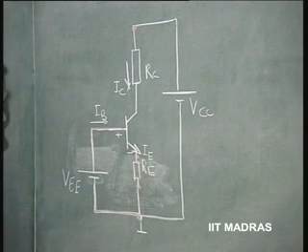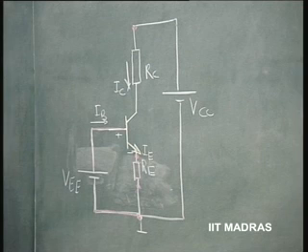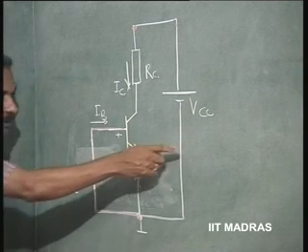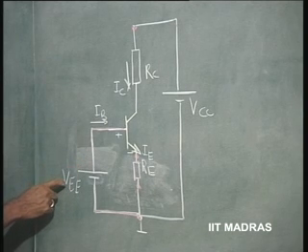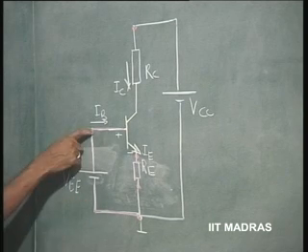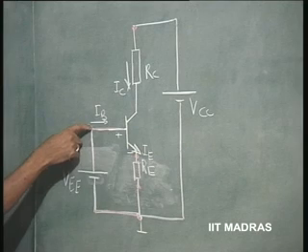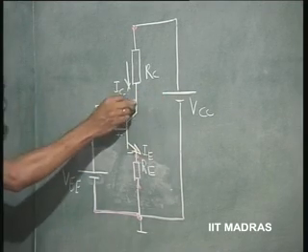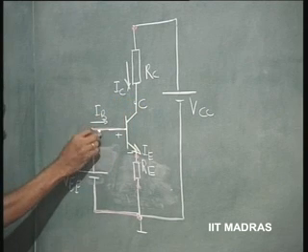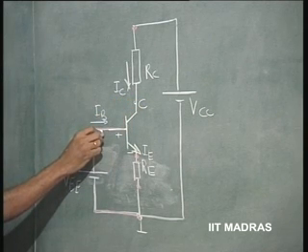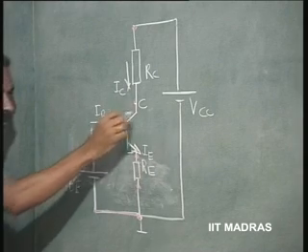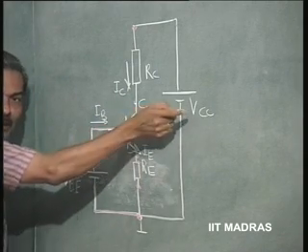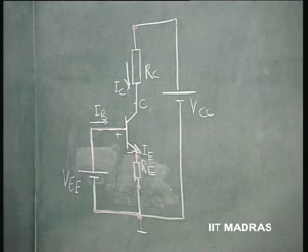So, now you can see that I can still bias in a stable manner using two power supplies. But these two power supplies have to be necessarily different, because this is VEE, an ideal supply, and this VCC has to be obviously greater than VEE, because this collector potential should be greater than the base potential here. So, I cannot use for this VEE the same voltage as VCC here, that is a problem.